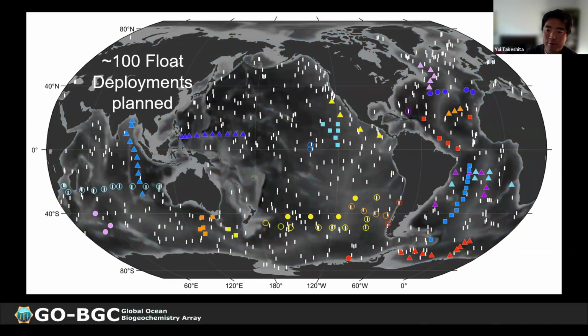This is a map of the planned deployments over the next 6 months or so, 6 or 8 months. The open symbols are floats that have been deployed recently. So you can see the floats deployed in the Indian and in the South Pacific. And the solid symbols are floats that have been assigned to cruises, and that will get deployed in the next 6 to 8 months. So we have about 100 float deployments planned over the next year. So that's very exciting.